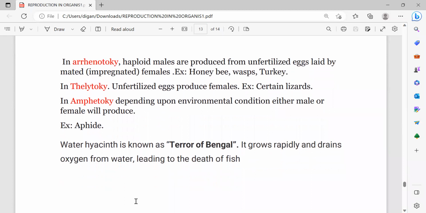Next, come to the water hyacinth, the last topic of asexual reproduction, which is known as the terror of Bengal. Why is it called the terror of Bengal? Because it grows very rapidly and originated from Bengal, and as a result it drains the oxygen from the water, leading to the death of fish and other aquatic organisms and plants. That's why water hyacinth is known as the terror of Bengal.